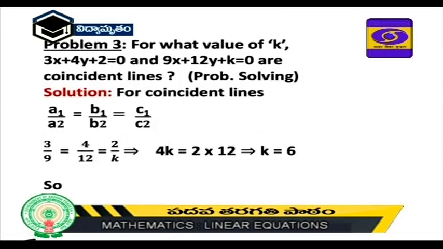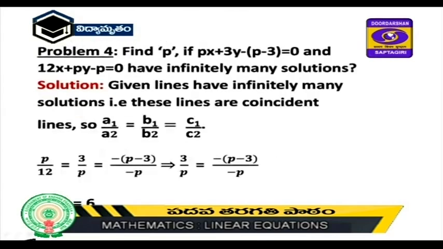For what value of k, another problem, 3x plus 4y plus 2 equal to 0 and this equation are coincident lines. When two lines are coincident, all the ratios, that is a1 by a2, b1 by b2 and c1 by c2, are equal. By using this equality, the value of k is 6. Then I will go to the next problem.